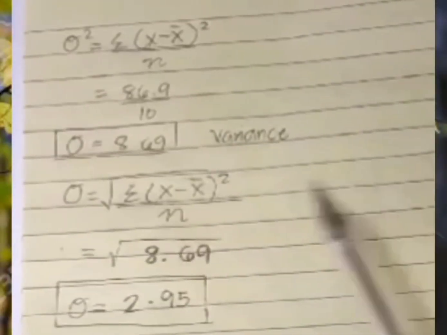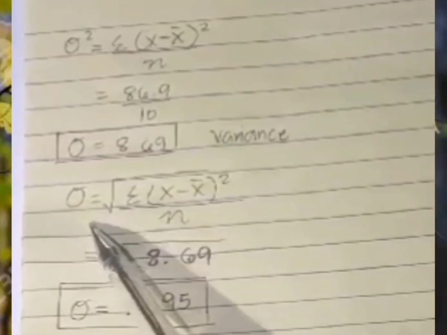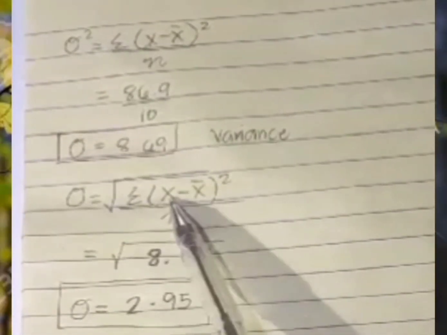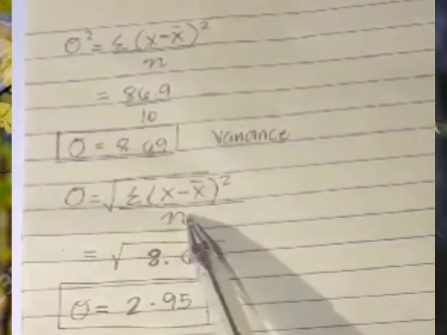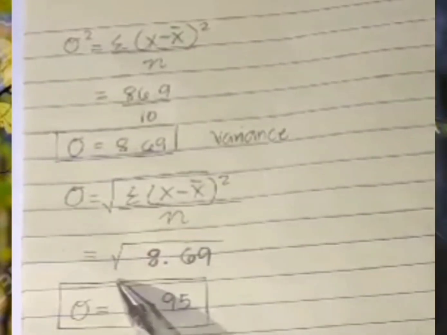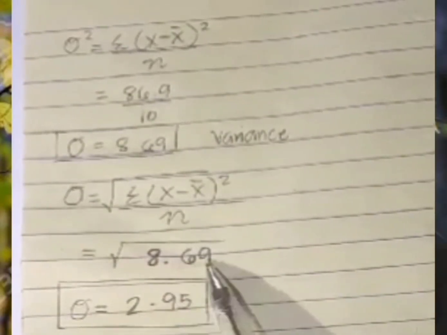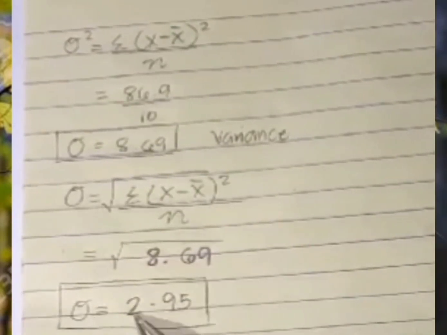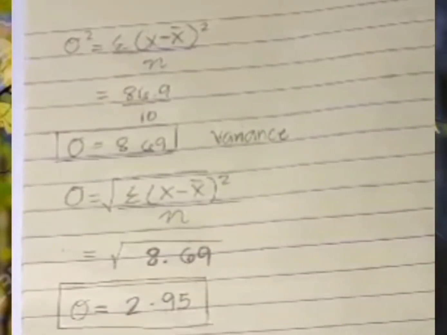To get the standard deviation, we are going to take the square root of the variance. Sigma equals the square root of the summation of x minus x bar squared divided by the size of all numbers. So, we need to find the square root of 8.69, which is 2.95. So the standard deviation of the population is 2.95.